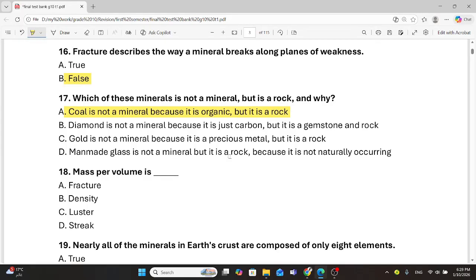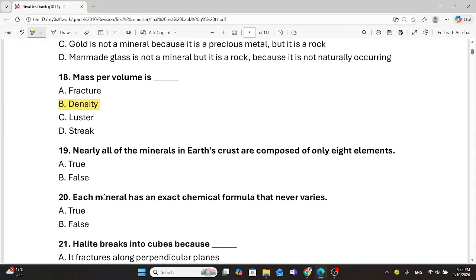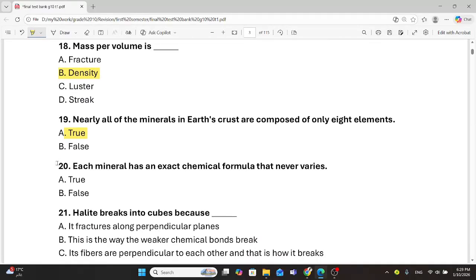لأن الكلاس مش روك. طيب mass per volume يعني mass divide volume هيبقى ايه؟ الدنسيتي. Nearly all of the minerals in Earth's crust are composed of only 8 elements. 8 elements only. composed تقريبا يعني هو بيقولك nearly يعني تقريبا all of the minerals in Earth's crust are composed of only 8 mineral elements too.